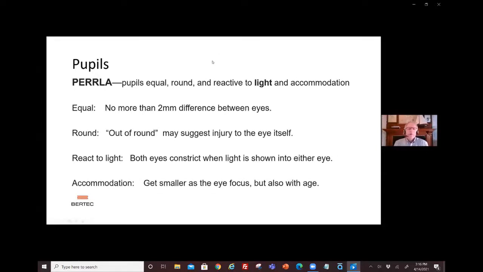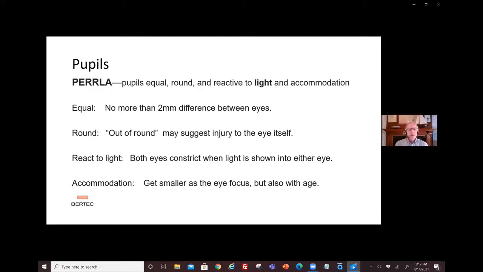The third part of the response is the pupils. And I'm not going to spend a lot of time on pupils today because that's a whole topic on its own. Basically, any traumatic brain injury has the potential to cause damage to the neural structure between the two pupils. So what we want to look for if we're checking pupils on a patient, particularly after a head injury, is we want to see PERLA. That means that the pupils are equal, round, react to light, and accommodation. So in other words, we don't want more than 2 millimeters difference between the two eyes. Even a millimeter is often significant, but certainly 2 millimeters of difference would signal some damage.